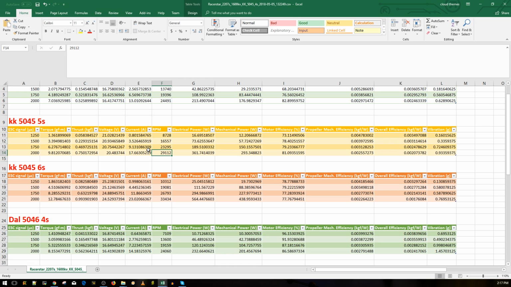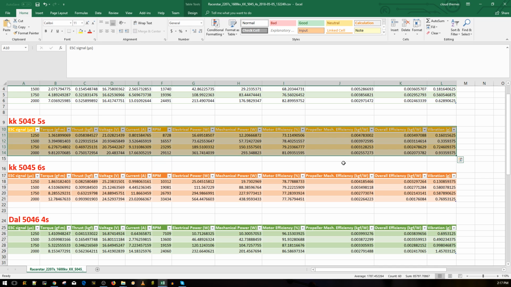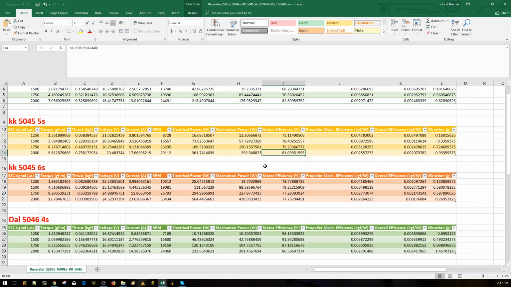All right, so for the King Kong 5045 on a 5S, it was pretty good. We got an average of 750 grams, and the current was 17.6 amps at 29,000 RPM here. Its efficiency is around 81%, so it's still pretty good. We're pretty damn efficient, I believe.